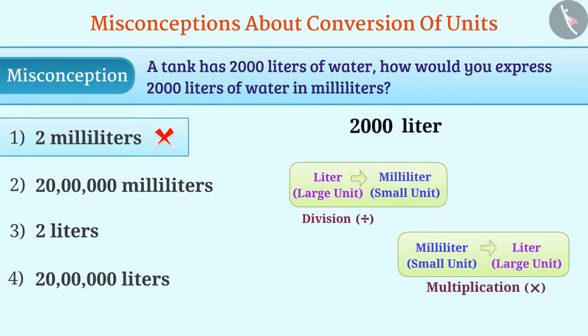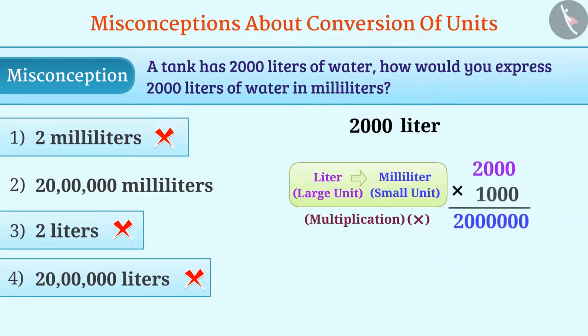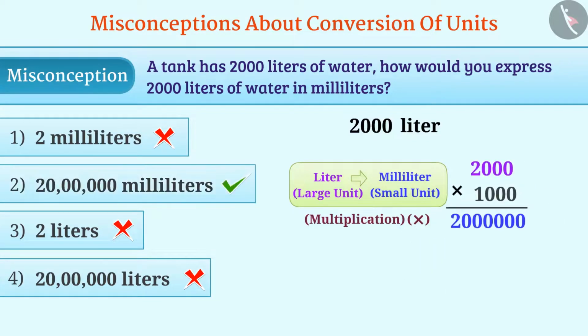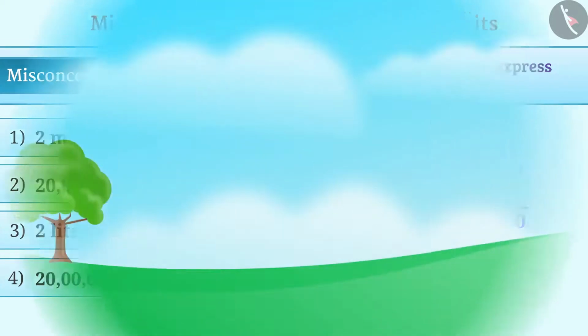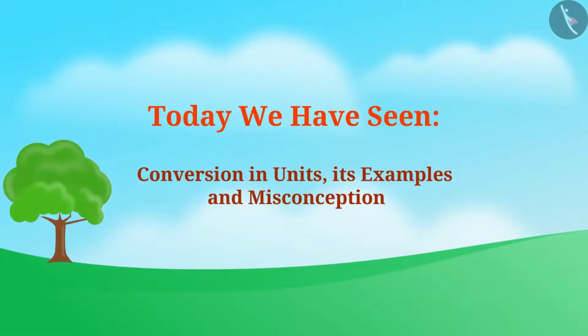Similarly, sometimes the unit is ignored or it is mistaken. The correct understanding is that multiplication is done when converting to small units and division is done when converting to larger units. This will give the correct answer, option 2. So today we have seen conversion in units, its examples and misconceptions.